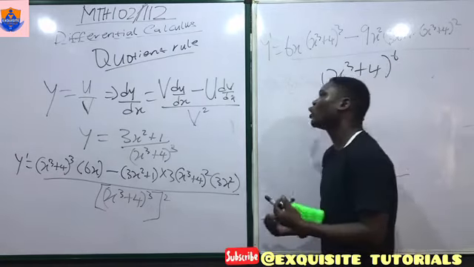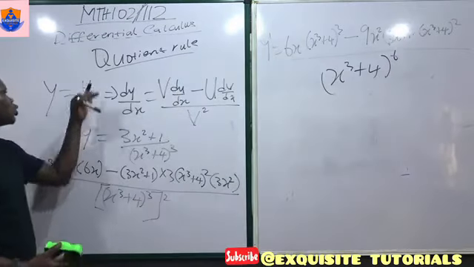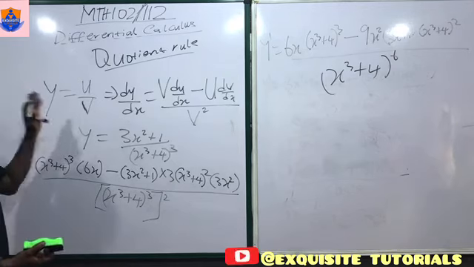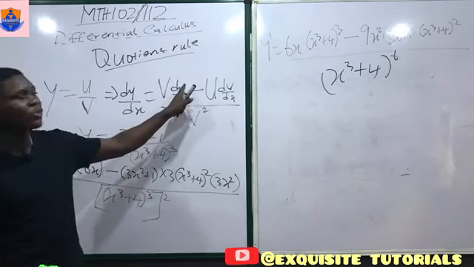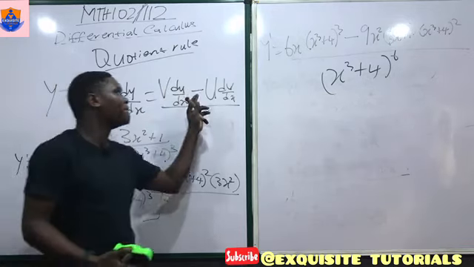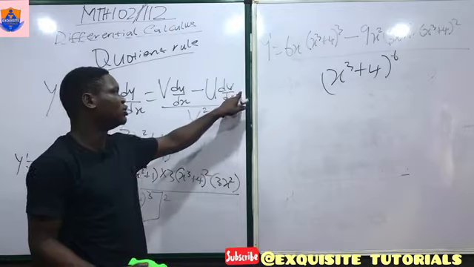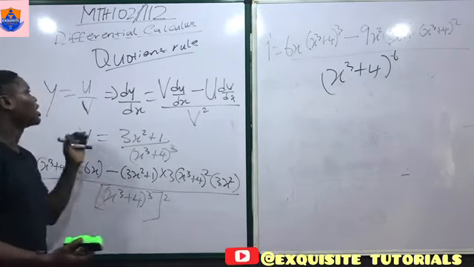So that's basically all you need to know for the quotient rule. And whenever you have a function all over another function, the best way is to use your quotient rule, which says that the denominator times the derivative of the numerator minus the numerator times the derivative of the denominator, all over the denominator squared. So that's all for this video.